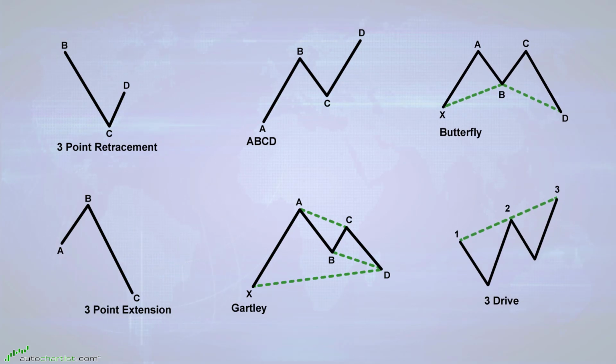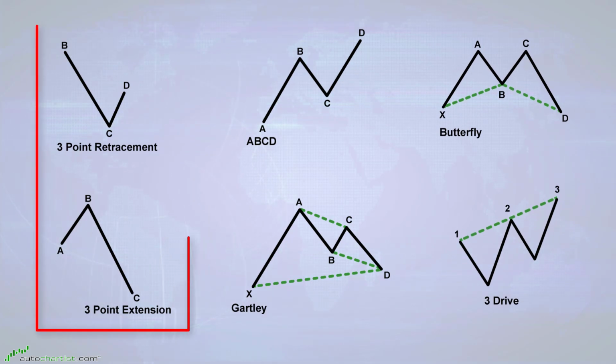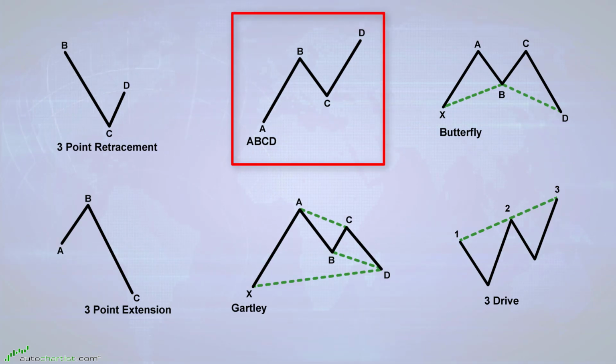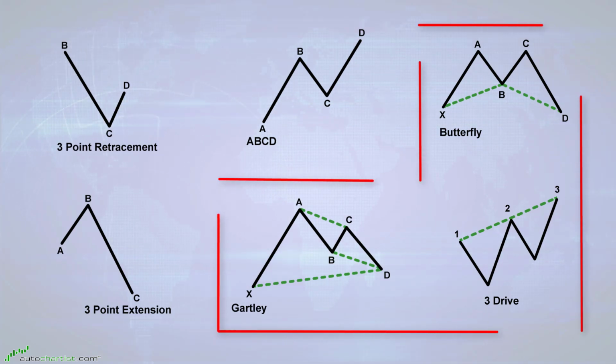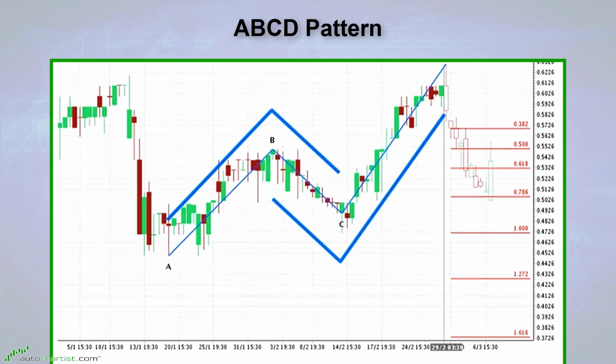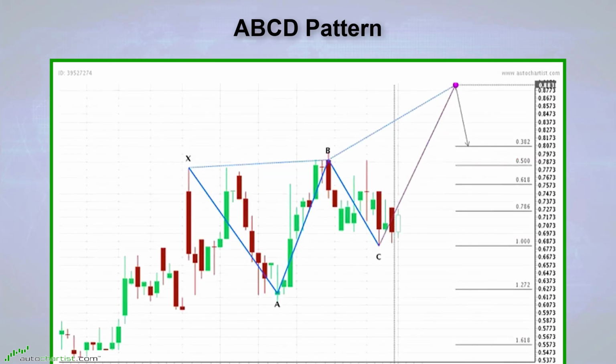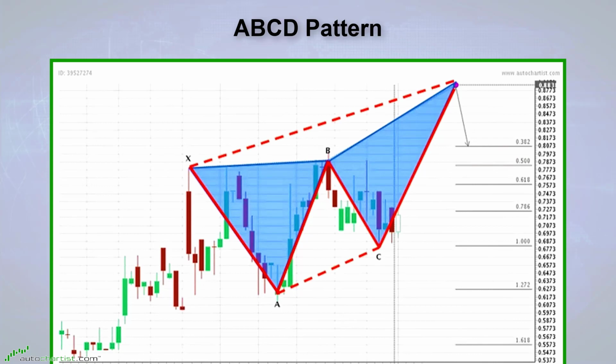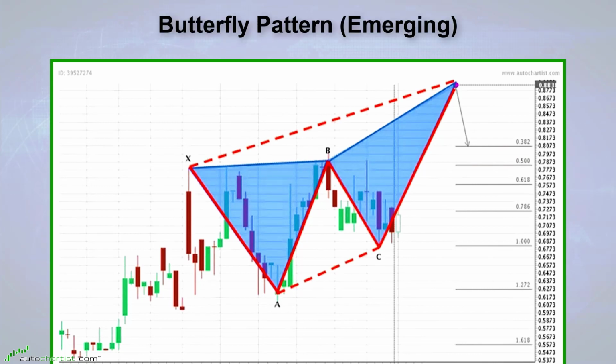There are three main groups of Fibonacci patterns. We have 3-point patterns like retracements and extensions, 4-point patterns, the ABCDs, and 5-point patterns like Gartleys, butterflies, and 3-drives. As we have mentioned in the video on Fibonacci patterns, all 3-point retracements are emerging 4-point ABCDs, and many 4-point ABCDs are also emerging 5-point Gartleys or butterflies. This is because the patterns with more points contain or are made up from patterns with fewer points.